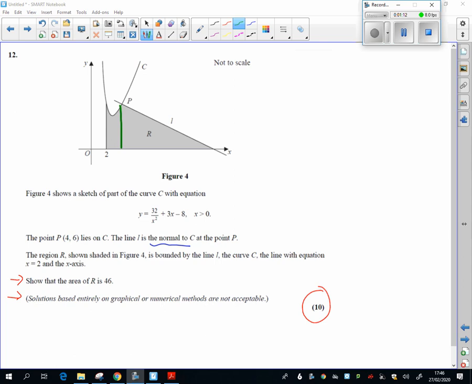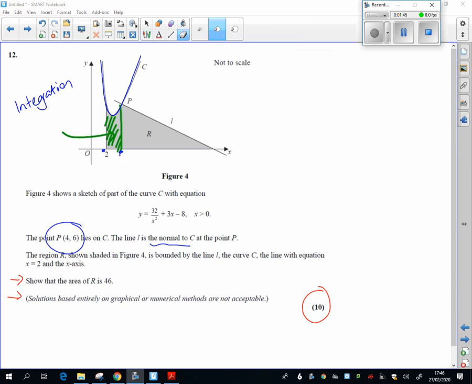So what have we got? Well, we've got that part of it there, which we can get through integration. So if we integrate curve C between that value and that value, and we do actually have both of those, I can see there that x is 2. And here, it tells us the point P is 4, 6. So 4, 6 is where they cross. So actually, I could do the integration first to get that green shaded area.